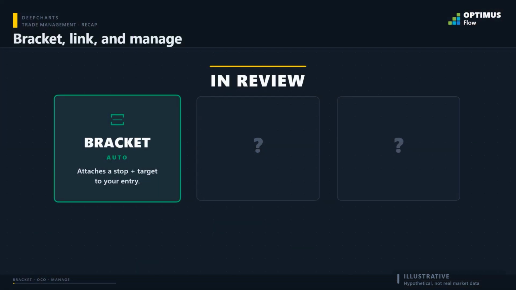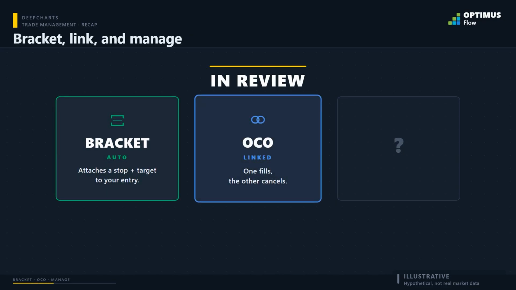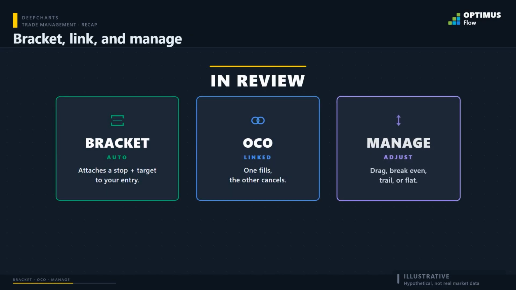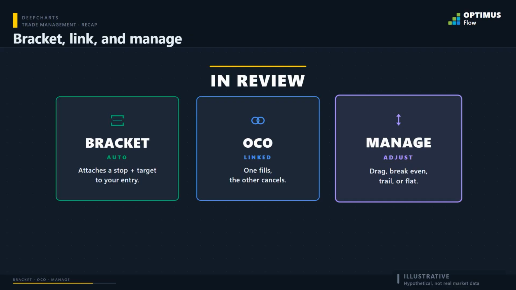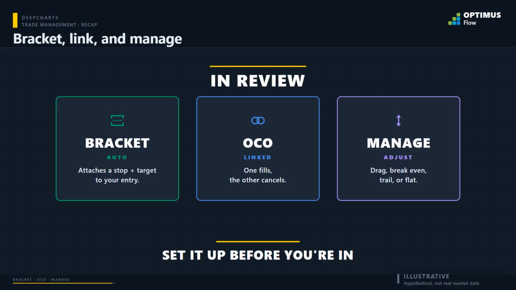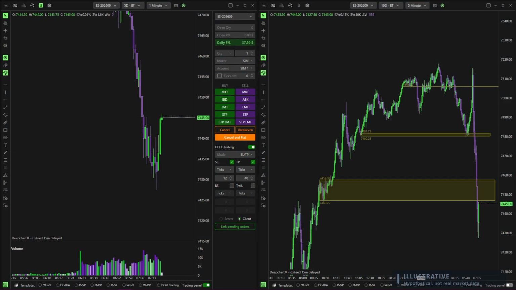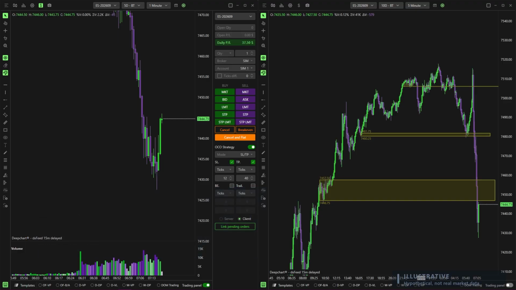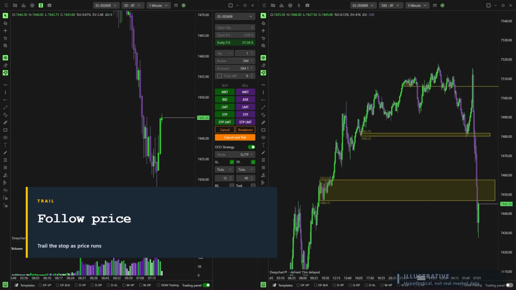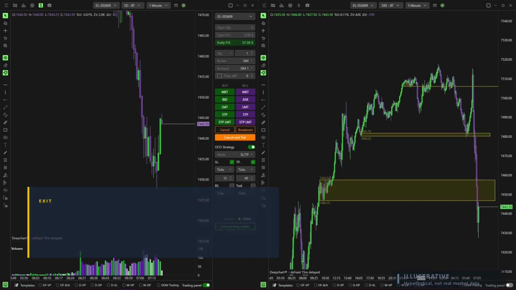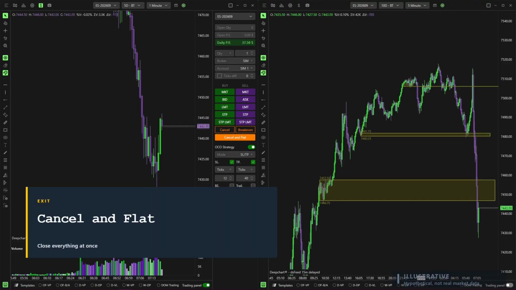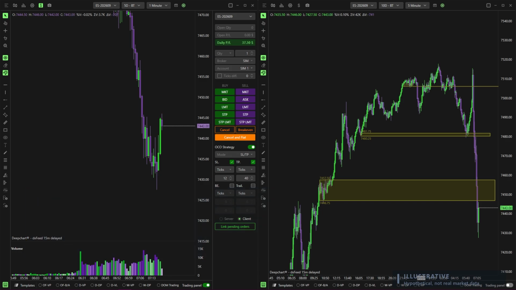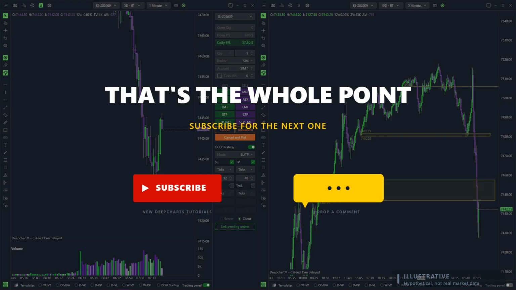So to lock this in, a bracket attaches a stop and a target to your entry automatically. So your risk is defined before you're in. An OCO links those 2, so when one fills, the other cancels, and you're never left with a loose order. And once you're in, you can drag your stop. You can hit break even and move it to your entry, or you can trail it as price runs, or you can cancel in flat to get out of everything at once. And really, that's the whole point. Setting this up ahead of time means you're not making decisions in the heat of the moment. The plan's already in place.